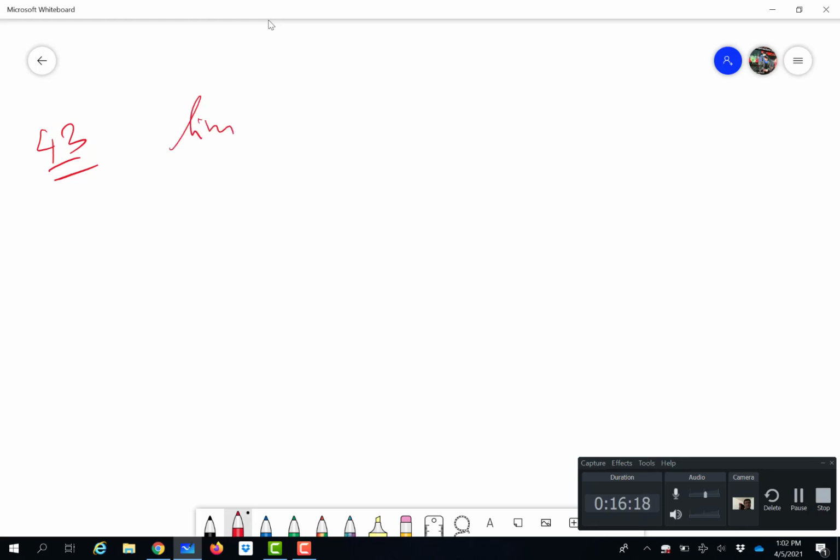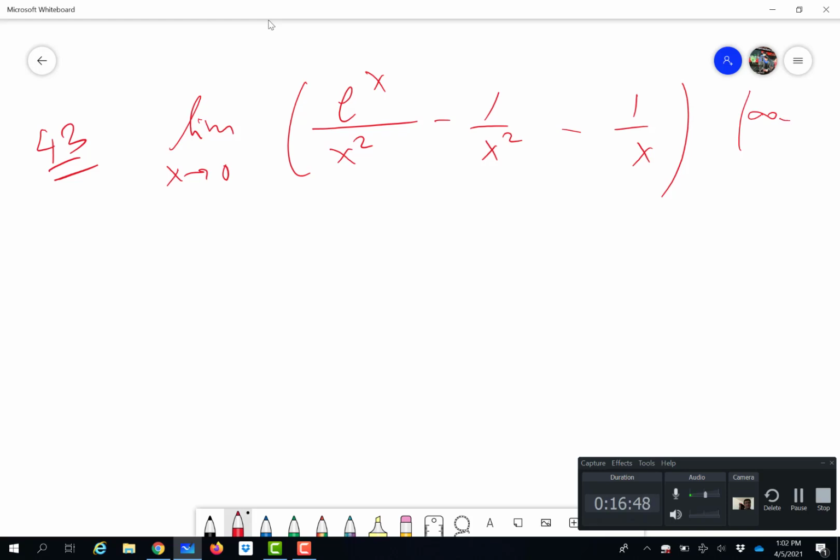Here we have limit x tends to 0 of e to the x over x square minus 1 over x square minus 1 over x. Look. So we have this condition. Now let us plug in the limit. That is our first step. e to the 0 is 1 over 0. 1 over 0 is infinity. Here the second one is also infinity. The third one is negative infinity. Oh my goodness. Infinity minus infinity, infinity.